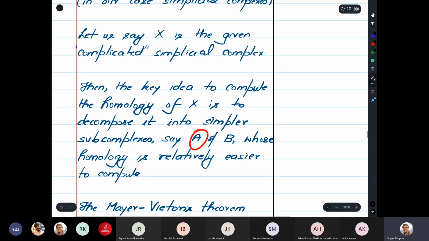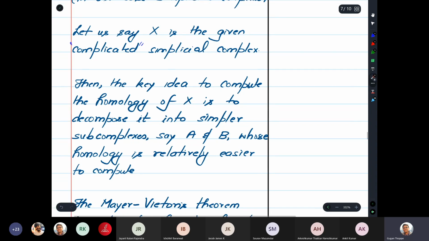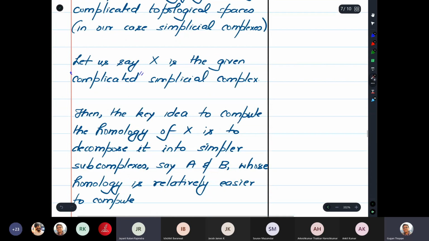So let's say the simpler subcomplexes are A and B. We choose A and B so that the homology of A and B is, in some sense, relatively easy to compute. So the idea is the following. We want to express X as A union B. X is a given simplicial complex, A is another simplicial complex, B is another simplicial complex, and the property is that A is a subcomplex of X, B is a subcomplex of X, and A and B are chosen in such a way that their homology is easier to compute.